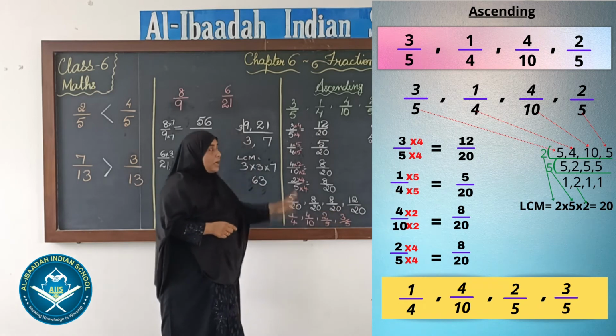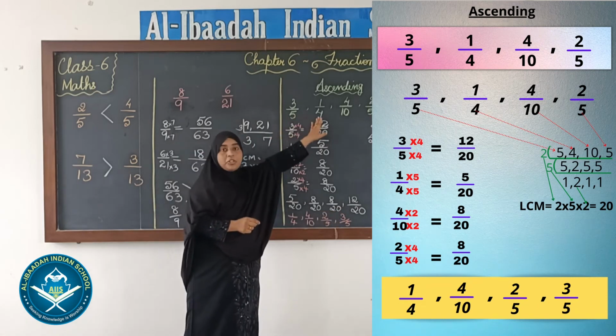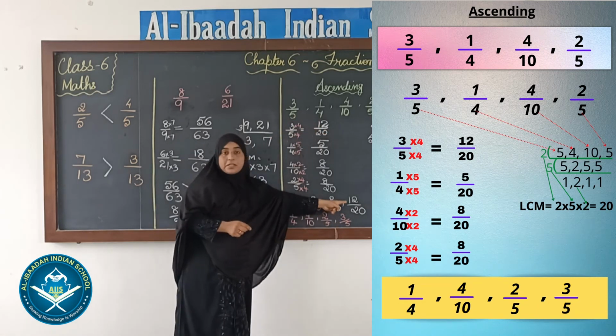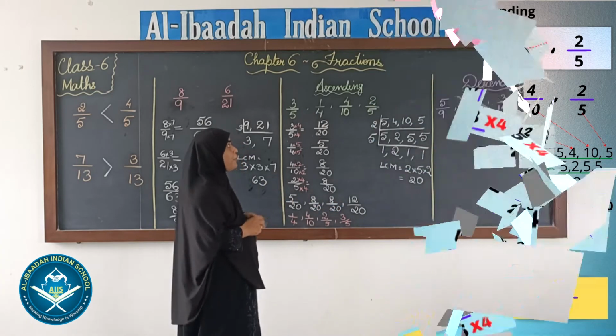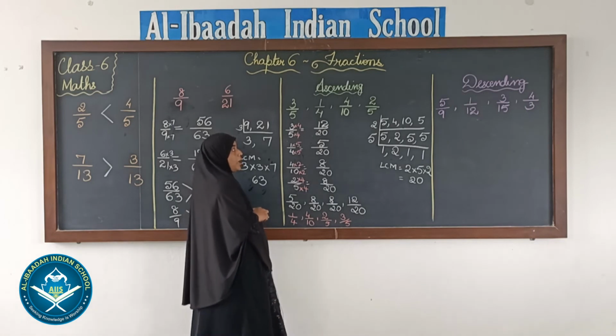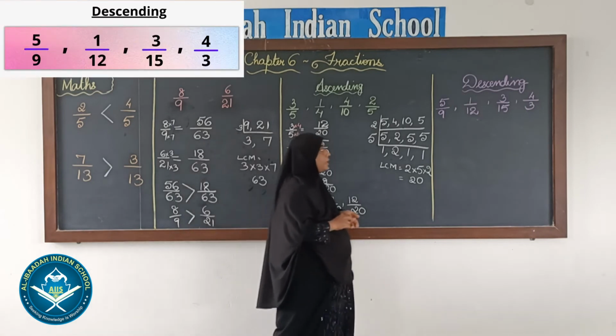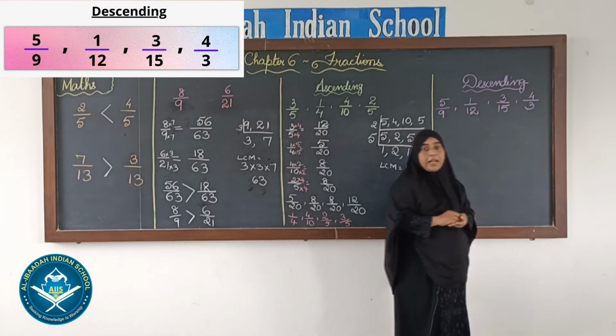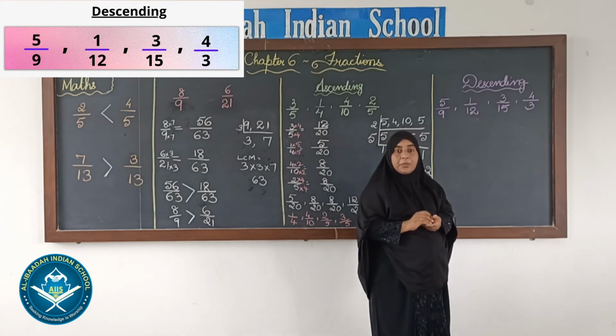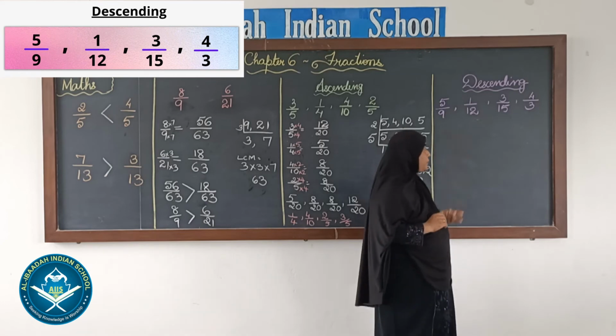So what I had to do? I had to change these unlike fractions to like fractions first. Okay, and then it was easy to compare. Same way we have to do descending order also. I have 4 fractions there, 5 by 9, 1 by 12, 3 by 15 and 4 by 3. We will have to find the LCM of these 4 denominators.